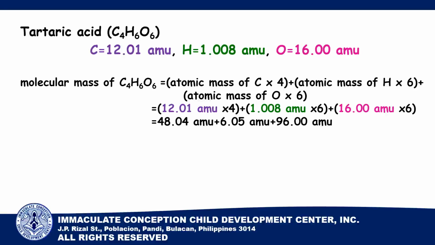Applying the operation will give us 48.04 AMU plus 6.05 AMU plus 96.00 AMU. That gives us 150.09 AMU.